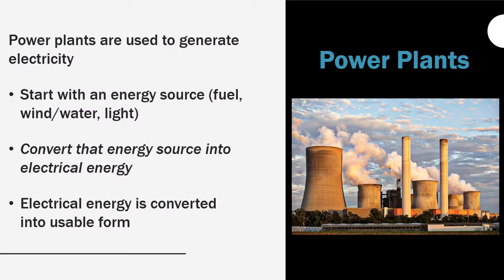All right, so what are power plants? Well, they're simply used to generate electricity. And they all start with an energy source: fuel, wind, water, light, something that has energy. And then the critical part is that they convert that energy source into electrical energy. And then often that electrical energy that's generated needs to be converted to a usable form, so it can be transmitted over lines and work in our homes and factories.